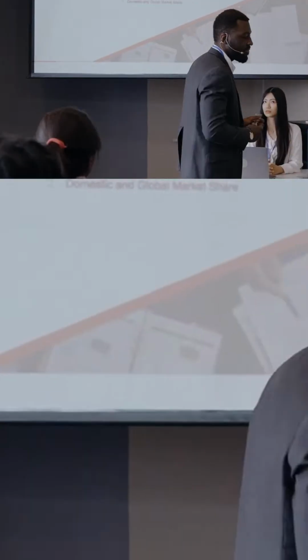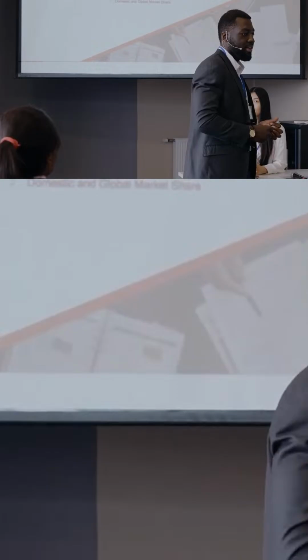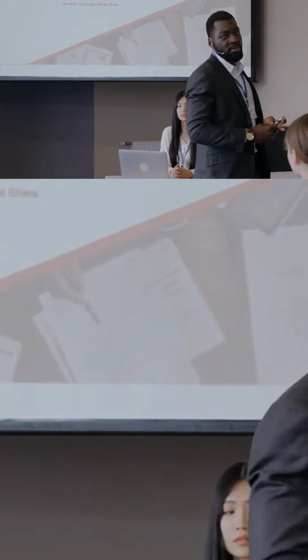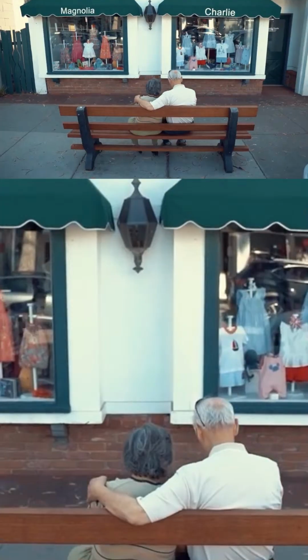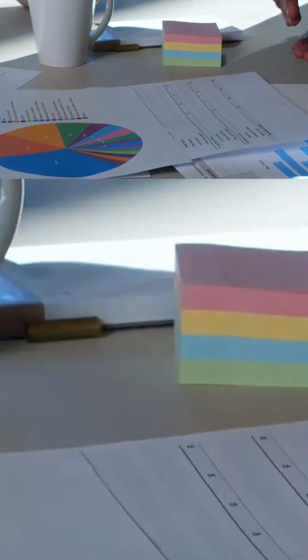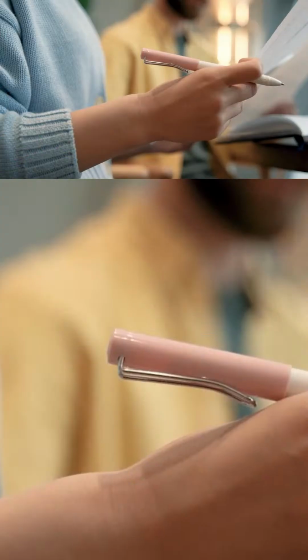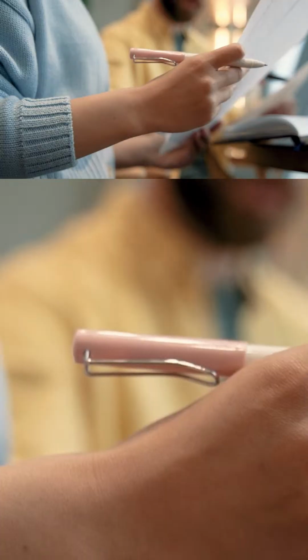Next, you need to register your business. This involves choosing and registering your business name, often called a DBA, or doing business as. You'll need to file the necessary paperwork with your state and local authorities. Obtaining the necessary licenses and permits is another key step. The requirements vary depending on your business type and location. For example, a restaurant may need health permits, while a construction company may need specific contractor licenses. Research the licenses and permits required for your business and apply for them before you start operating.